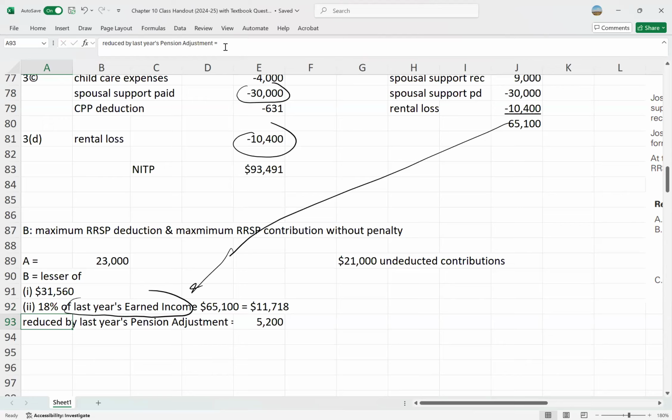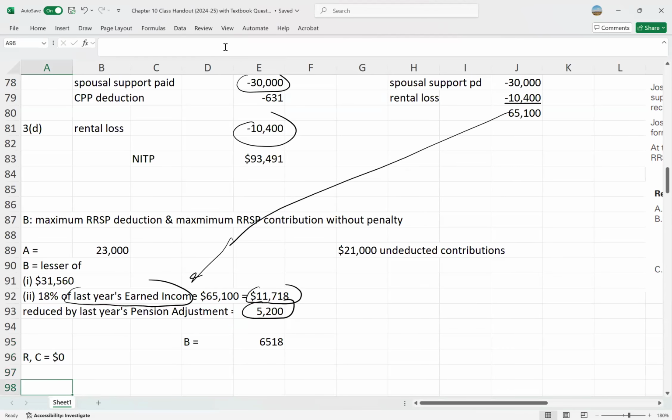So the B amount is the lesser of 31,560 and 11,718. That's going to be 11,718, reduced by last year's pension adjustment. So basically our B amount will equal 11,718 minus the 5,200. So the B amount is going to be 6,518. And once again, R and C are going to be 0. Once again, those rarely show up. I'll explain what that is later.